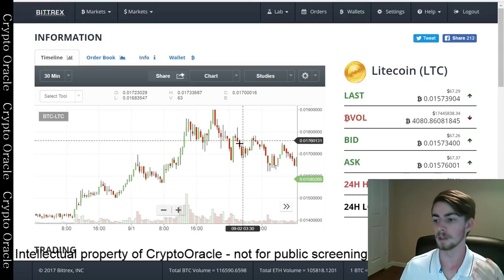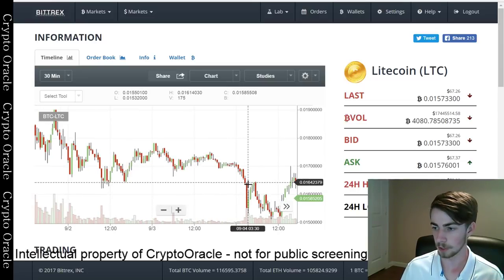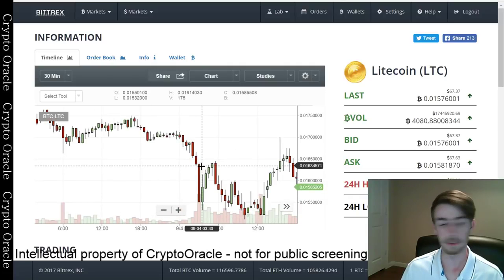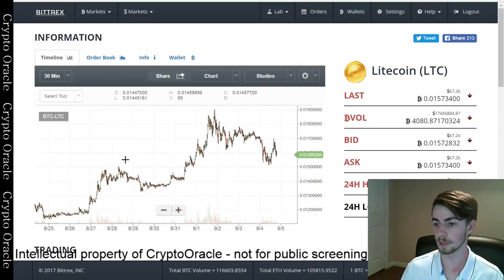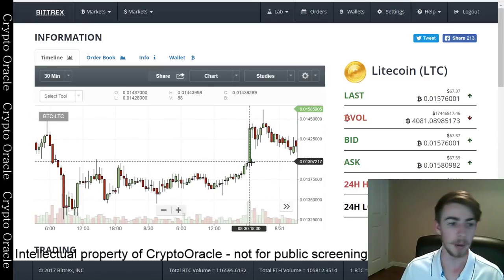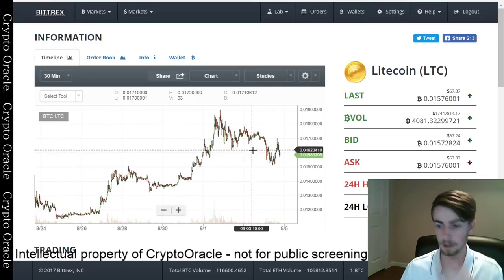Now you'll see some big candlesticks like here, where there's a huge series of sell orders that happened within 30 minutes, and then the bigger green candlesticks like you see right back here are indicators of big buy movements. People are getting into the coin, they're turning their Bitcoin into Litecoin, and that's what a big green candlestick represents.